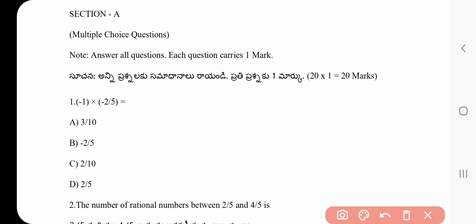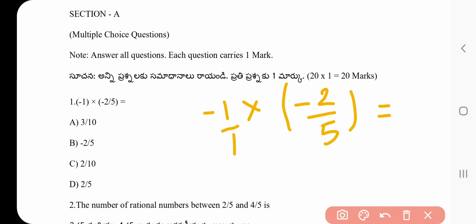Question number 1. -1 multiplied by -2 by 5. Numerator multiplied by numerator and denominator multiplied by denominator. What is negative times negative? Positive. 2 upon 5 is the correct answer of question number 1.